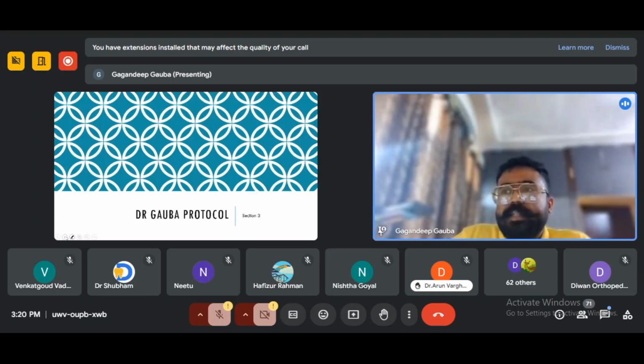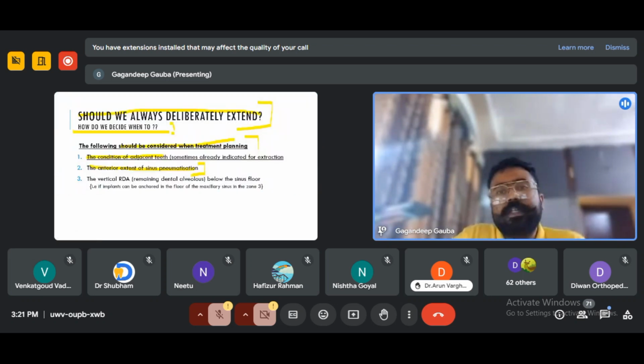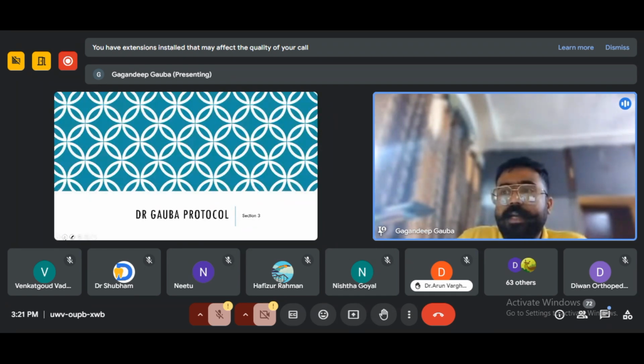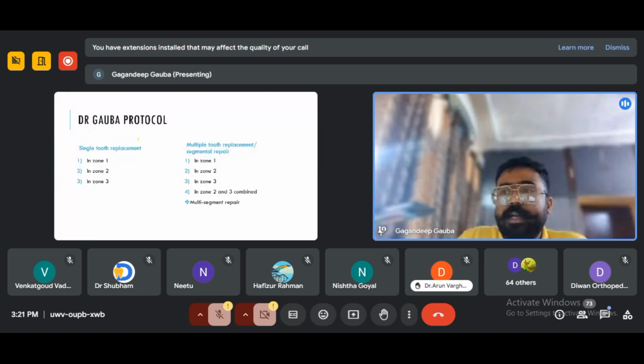right? And the other is the anterior extent of the pneumatization. We have to see to what extent the sinus is pneumatized. And thirdly, we have to see the vertical remaining dental alveolus, right below the sinus floor. How much height of the alveolar bone is present below the sinus floor? We can all see this in the OPG or a CBCT, right? So this is the protocol that I follow in my clinic, right? So we will be studying this protocol in the following headings.